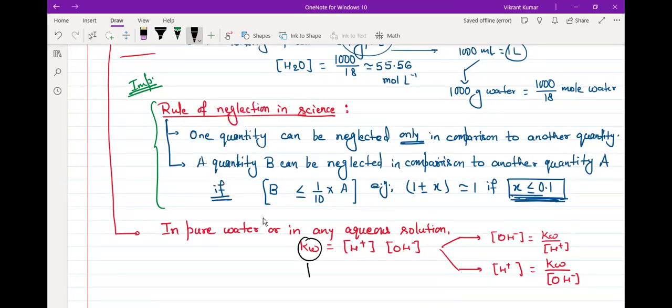ये जो मैंने नाम लिखा है ना, दिस इज कॉल्ड सेल्फ आयनाइजेशन कांस्टेंट और आयनिक प्रोडक्ट ऑफ वाटर. वाई सेल्फ आयनाइजेशन कांस्टेंट?